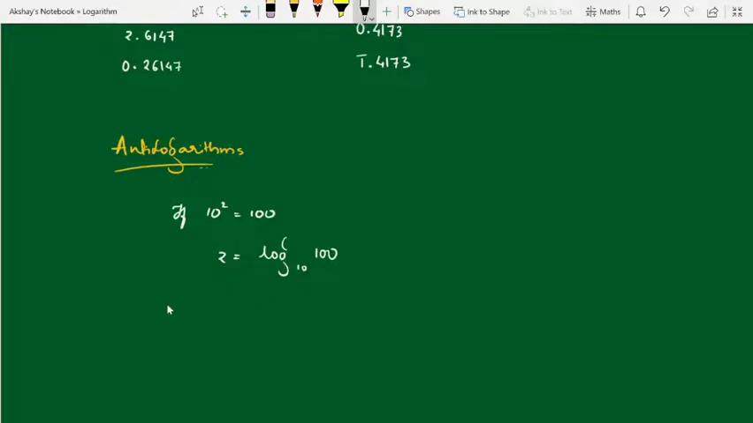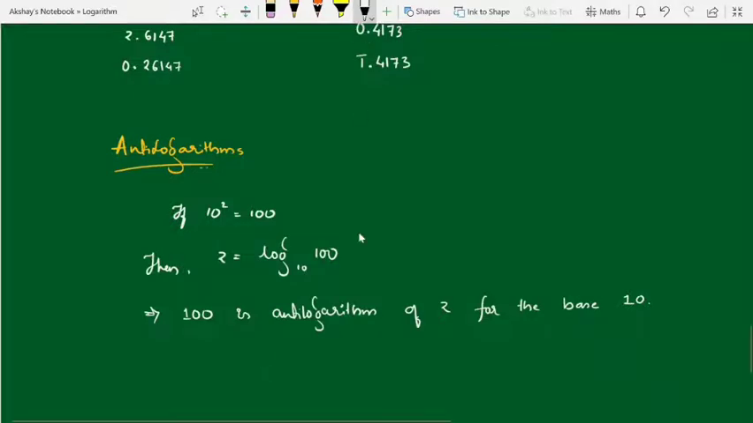So it is written as, actually, if 10 square is equal to 100, then we know that 2 is equal to log 100 to the base 10. So it implies that 100 is the anti-logarithm of 2 for the base, how much is it? 10.